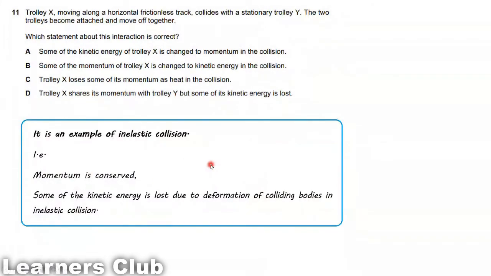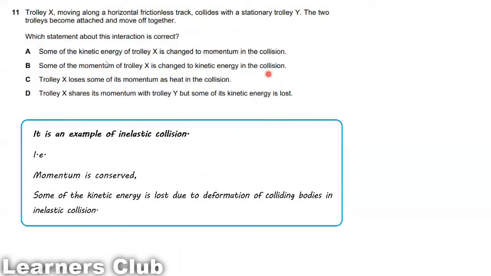Now the trolley Y is moving, so now it has gained momentum. So it should gain from trolley X. So as you can see, kinetic energy is not conserved in inelastic collision. So option A, some of the kinetic energy of trolley X is changed to momentum in the collision, which is incorrect. Option B, some of the momentum of trolley X is changed to kinetic energy in the collision.